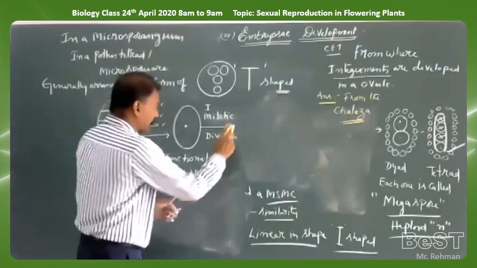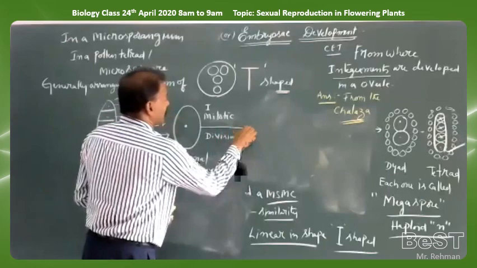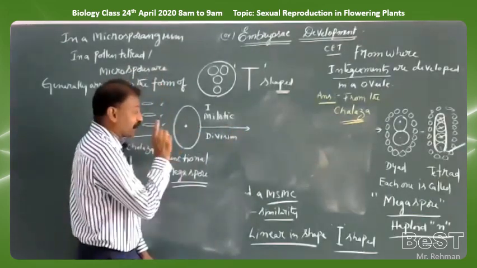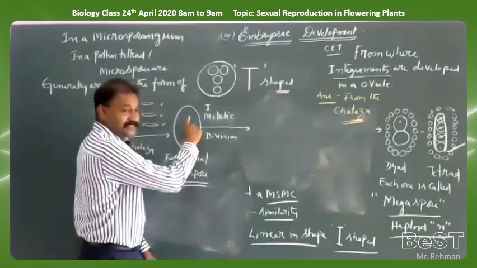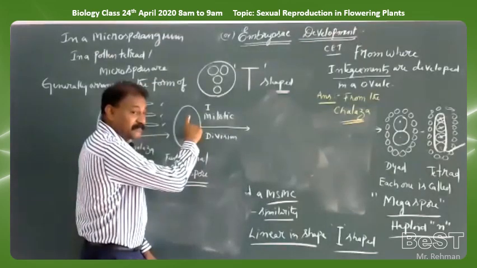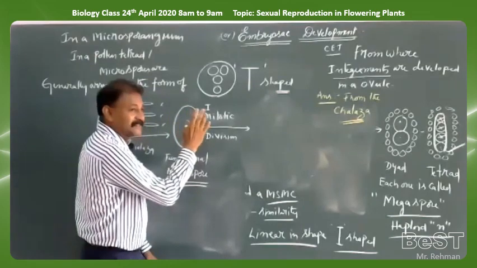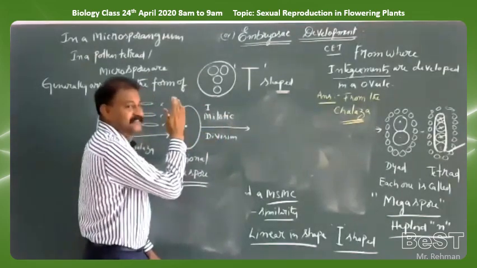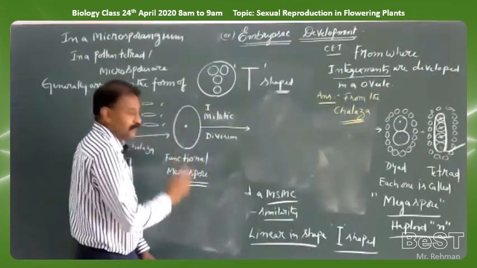When the nucleus of this megaspore undergoes mitosis, it is free nuclear division, which means only the nucleus divides. In general, mitotic division means the nucleus divides, and immediately the cytoplasm divides. Nuclear division is called karyokinesis, cytoplasm division is called cytokinesis. Then cells will be formed.